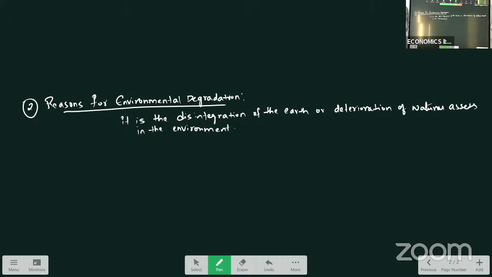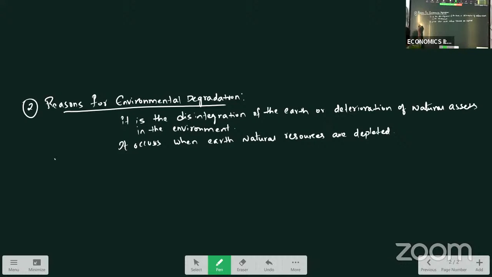It occurs when earth natural resources are depleted. Depleted means what? Decreased in the quality. When resources are not of good quality or when resources are decreasing, we call it as environmental degradation.